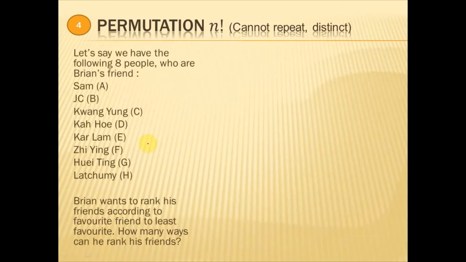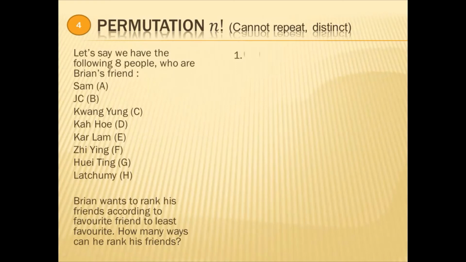So example, let's say we have the following 8 people who are Brian's friends: Ada, Sam, JC, Kwang Yung, Kaho, Kalam, Ziying, Wei Ting and Lachumi. And Brian wants to rank his friends according to his favorite friend to his least favorite friend. How many ways can he rank his friends? So now it means he wants to fill in number 1, number 2, number 3, up to number 8.